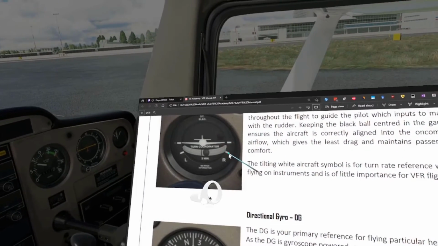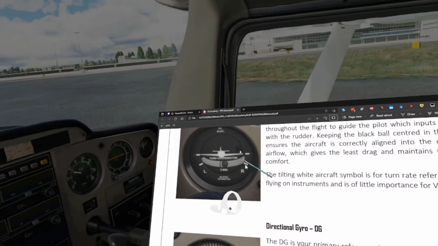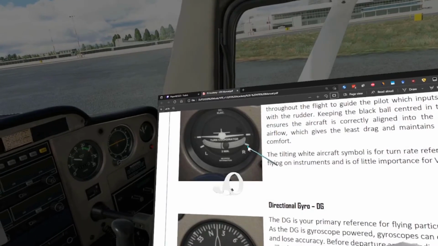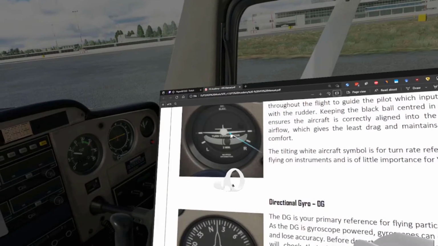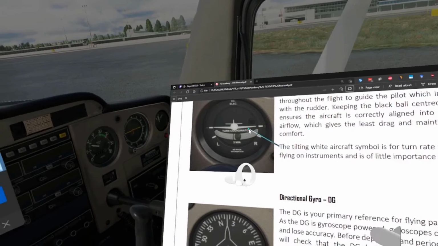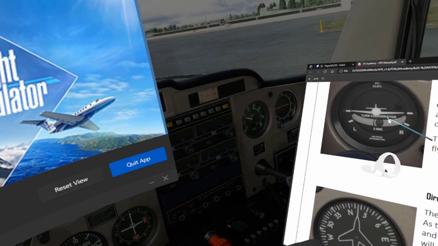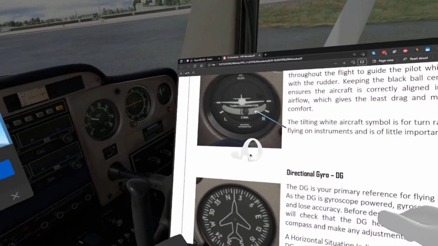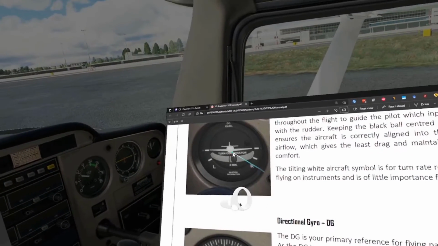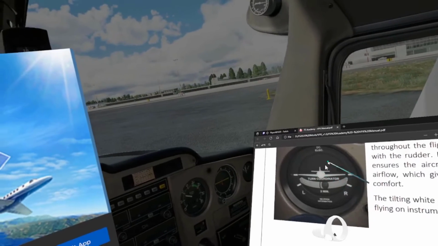So the orbit is usually done at a standard rate turn. I believe it's around 20 to 25 degrees bank. But essentially it's just a 3 degrees per second turn.